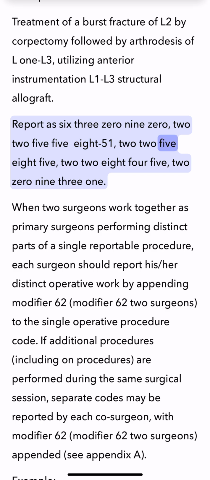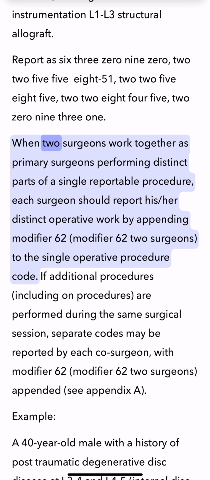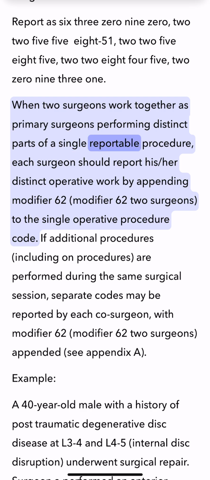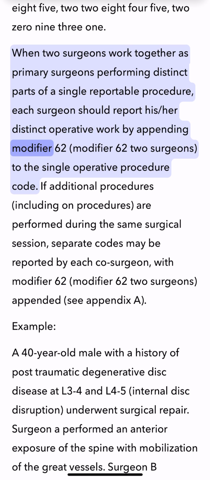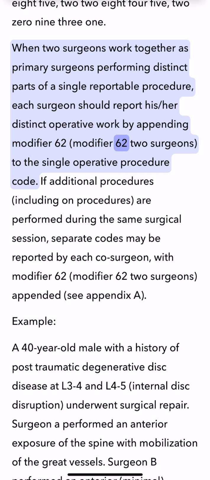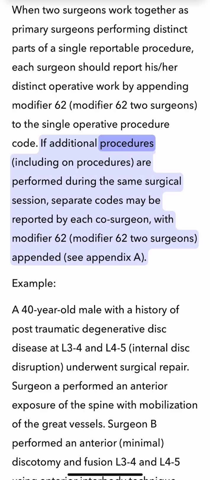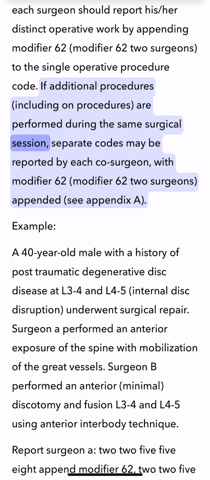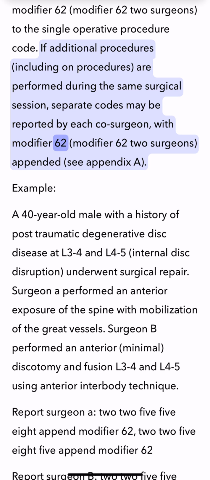22558, 22585, 22845, 20931. When two surgeons work together as primary surgeons performing distinct parts of a single reportable procedure, each surgeon should report his/her distinct operative work by appending modifier 62, modifier 62 two surgeons, to the single operative procedure code. If additional procedures, including add-on procedures, are performed during the same surgical session, separate codes may be reported by each co-surgeon, with modifier 62 appended.